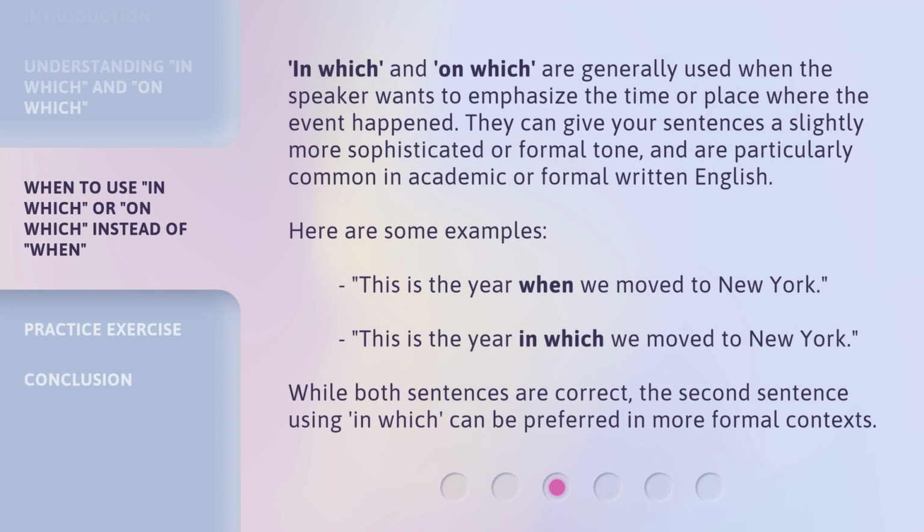In which and on which are generally used when the speaker wants to emphasize the time or place where the event happened. They can give your sentences a slightly more sophisticated or formal tone, and are particularly common in academic or formal written English. Here are some examples.